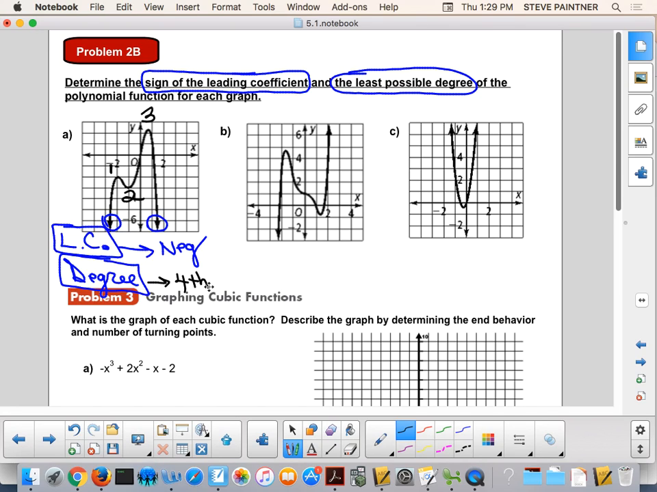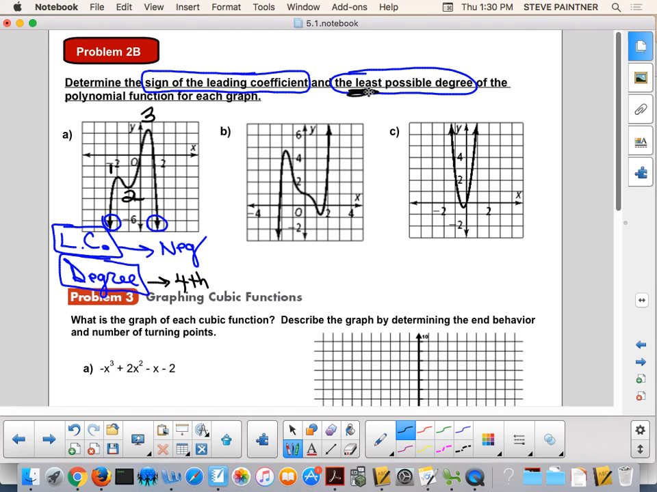A 6th degree polynomial will turn 5, 3 or 1 times. This is a 3. So this could be a 5th degree, it could be a 7th degree, it could be a 9th degree. But the question says give me the least possible degree. So all you have to do is take your turns and add 1.